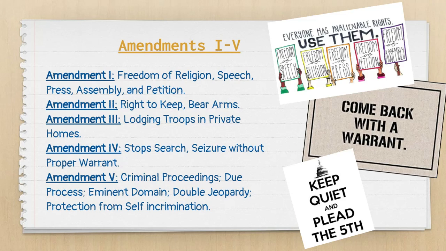Amendment 5 is about criminal proceedings. It basically allows for you to have a quick and speedy trial. It makes sure you're not sitting in jail for too long. And it also protects something called double jeopardy, where basically you cannot be tried for the exact same crime. So let's say somebody went out and murdered another person and they were found innocent. Well, they cannot be tried again for that.